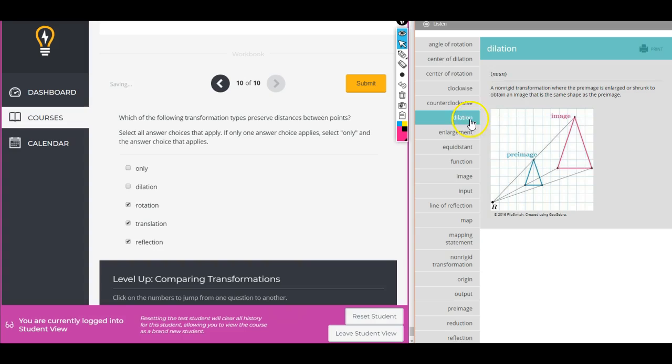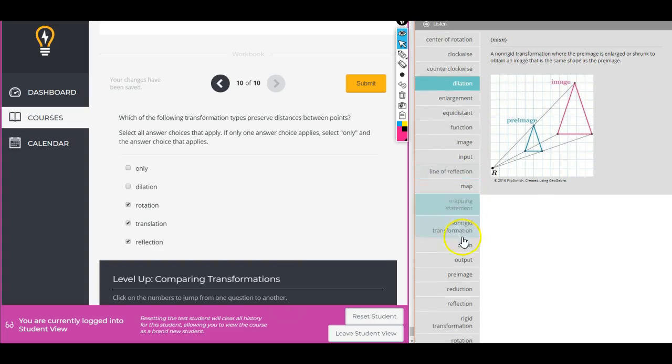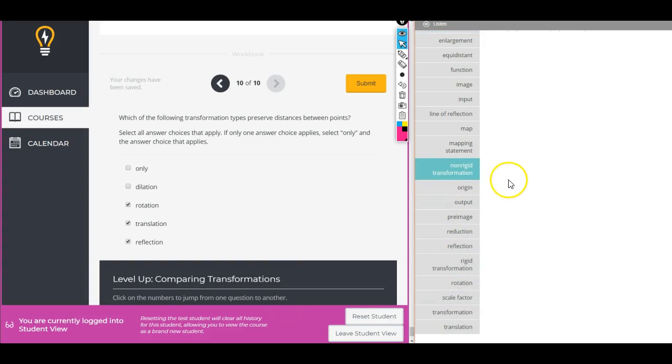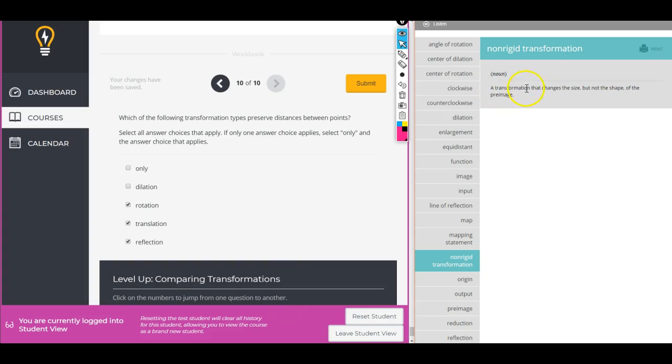Check dilation, a non-rigid transformation. So no, non-rigid would mean the opposite, not a rigid transformation, and you could check a transformation that changes the size but not the shape of the preimage. So that means changing the size means it would change the distances between points. So that's how I would go about answering this type of question.